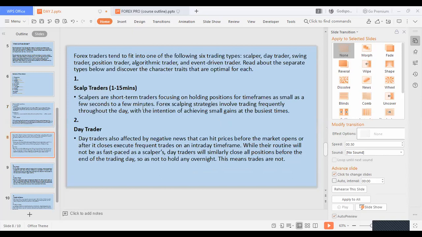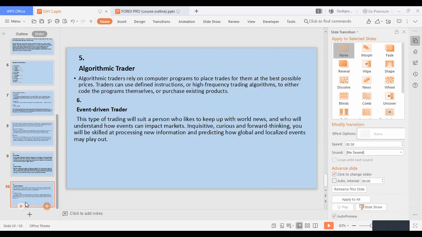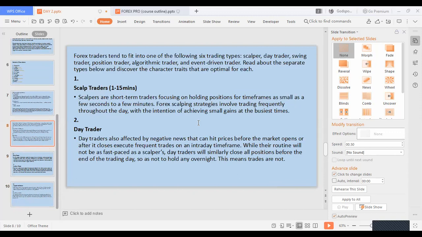Types of traders. We have several types of traders. We have scalp traders, day traders, swing traders, position traders, algorithmic traders, and event-driven traders. I'll talk about them one by one. A scalp trader is a trader who doesn't like to hold his positions to the next day. Not only that, a scalp trader trades from a few seconds to a few minutes. That's a scalper, and that is who I am.